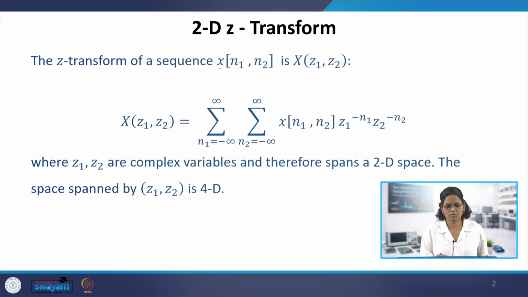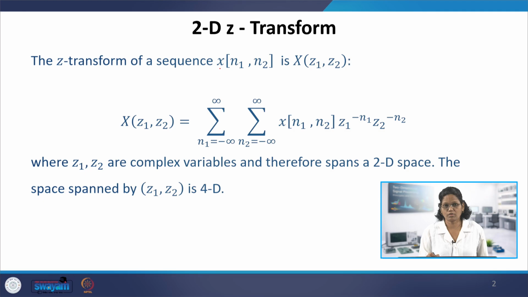Welcome to the course on two-dimensional signal processing, principles and practices. We'll do the 2D Z transform as an extension of the 1D Z transform. The 2D Z transform for a sequence x of n1, n2 is represented as capital X of z1, z2. The representation is similar to the 1D Z transform, where it is X of z, only one variable.